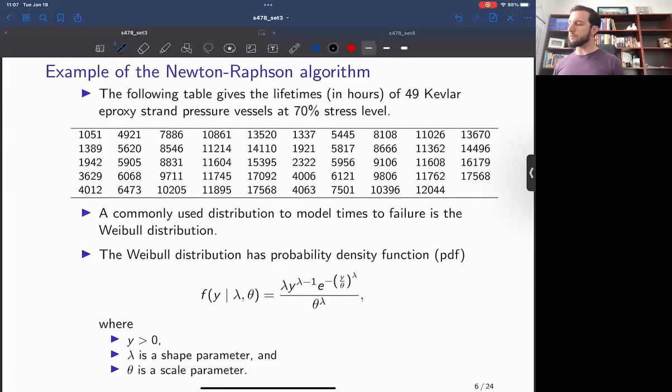So we have 49 observations measuring time to failure in hours, and we want to fit a Weibull distribution to this data set. We want to find the value of theta that maximizes the likelihood of this particular distribution, given the data that we have.